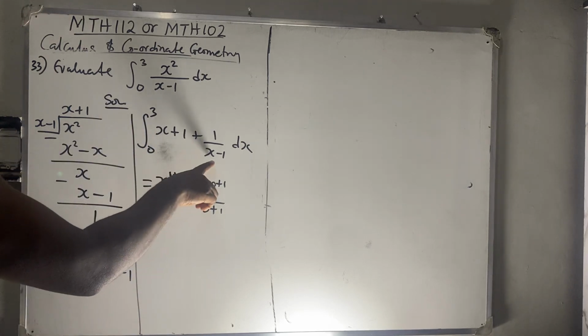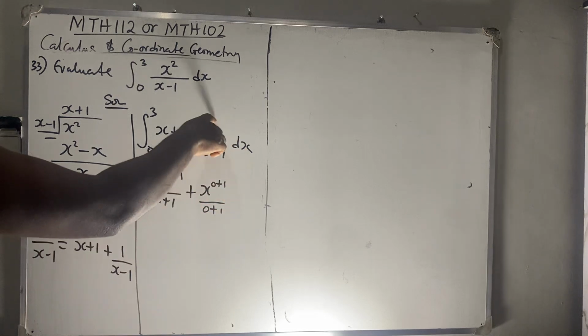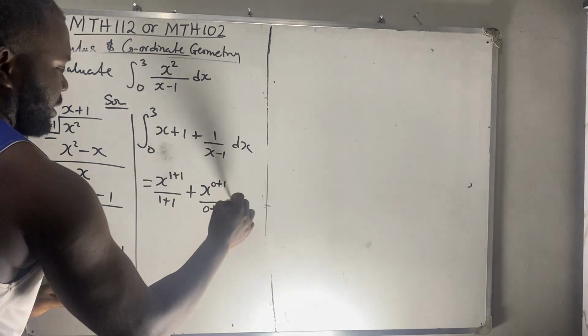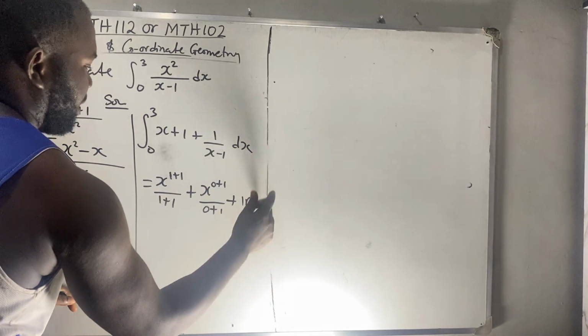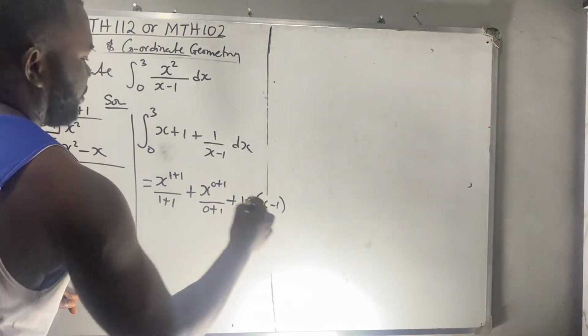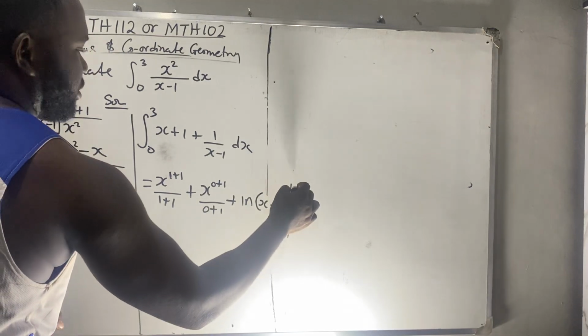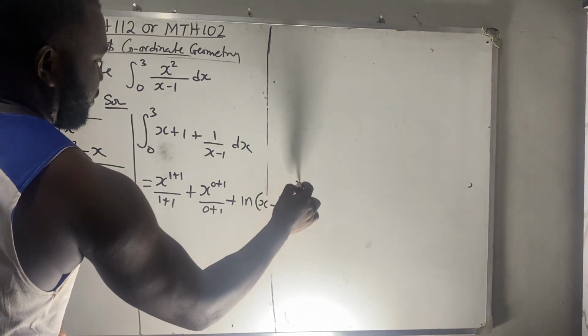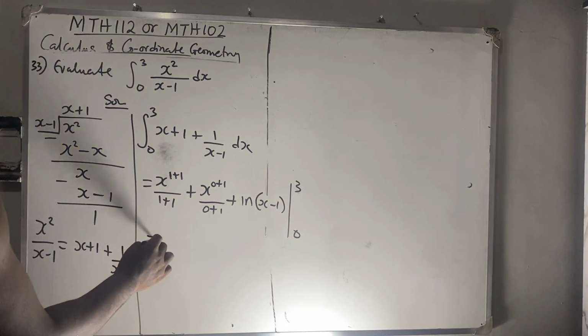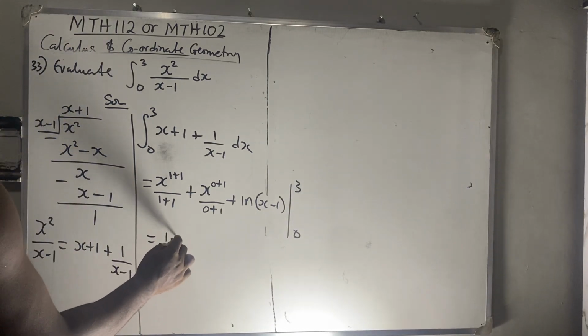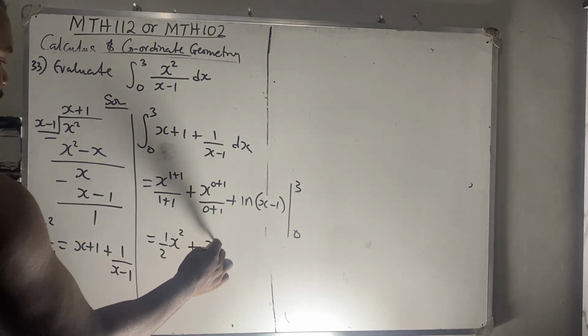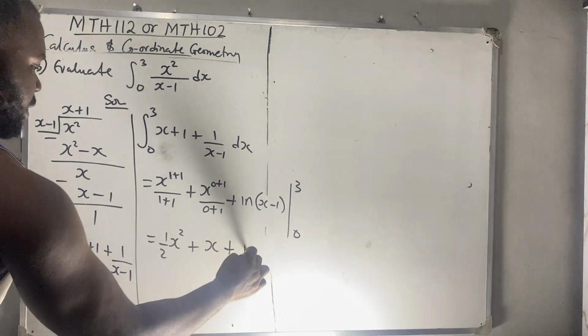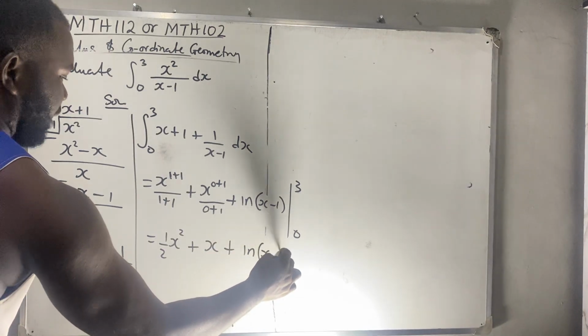But for this one, if you differentiate the denominator and you get the numerator, your answer is simply ln of that denominator. I have a boundary from 0 to 3. So this is now 1 over 2 x squared plus x plus ln of x minus 1.